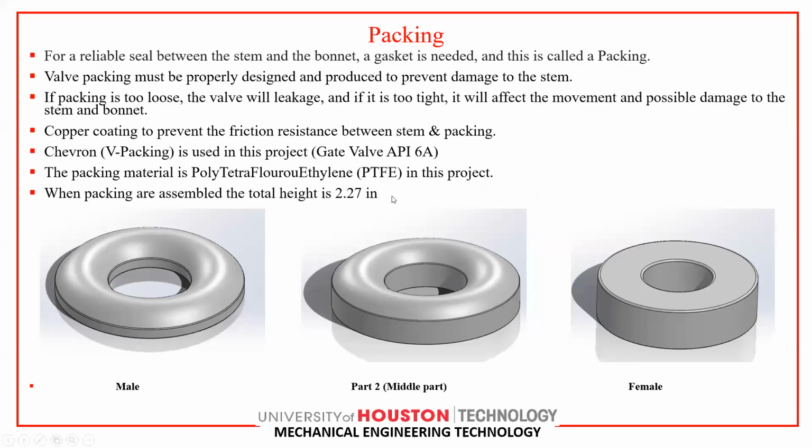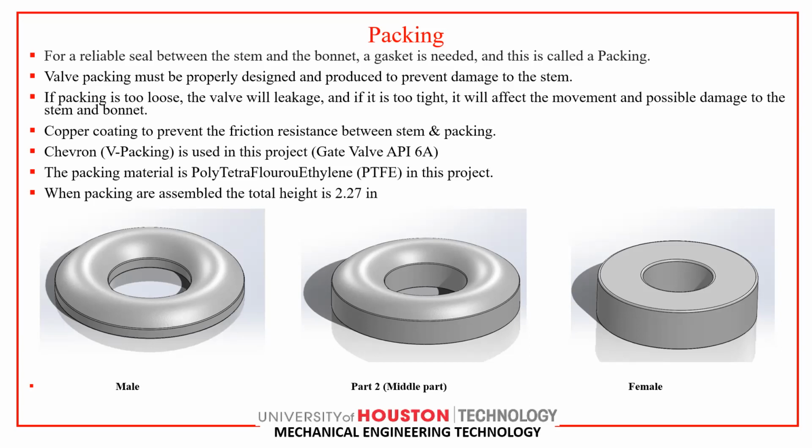So this slide is about the packing. The packing is a reliable seal between the stem and the bonnet, and a gasket is needed for our packing. Valve packing must be properly designed and produced to prevent damage to the stem and bonnet. If the packing is too loose, the valve will leak. And if the packing is too tight, it will affect the movement and possibly damage the stem and bonnet.